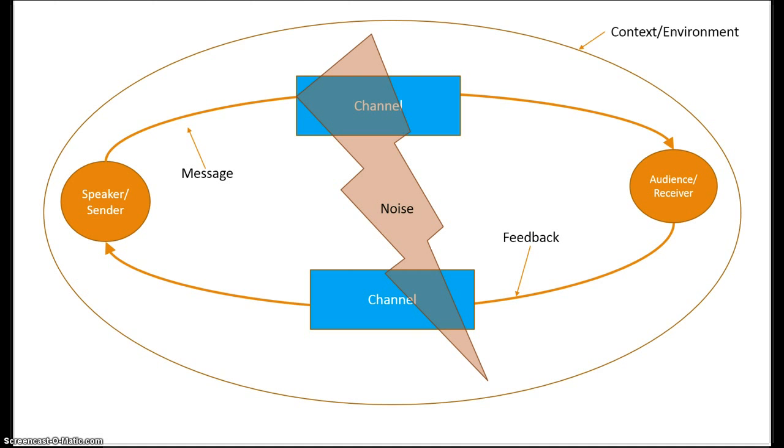Finally, all of this takes place in some sort of context or environment. It might be in a classroom. It might be at home. It might be in a rowboat in the middle of a lake. No matter what, it's taking place somewhere. And that is the communication model.